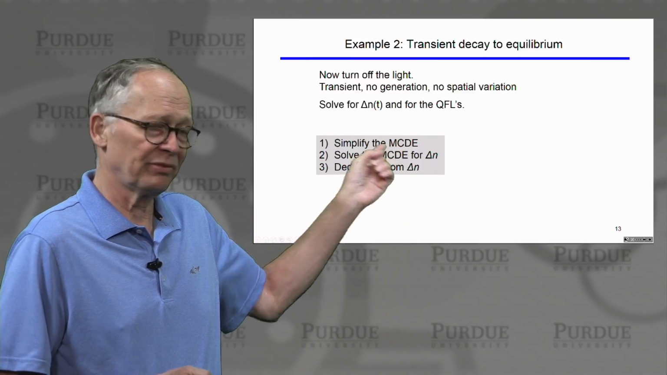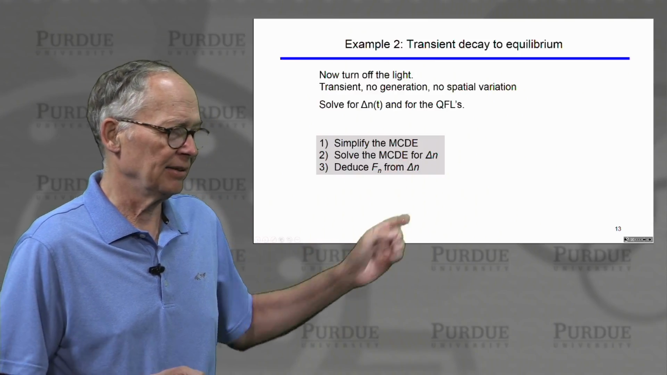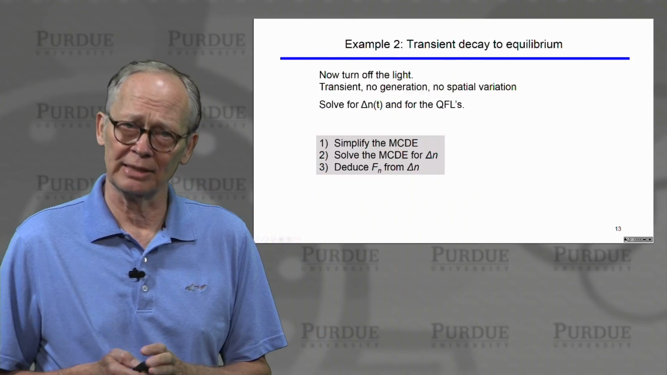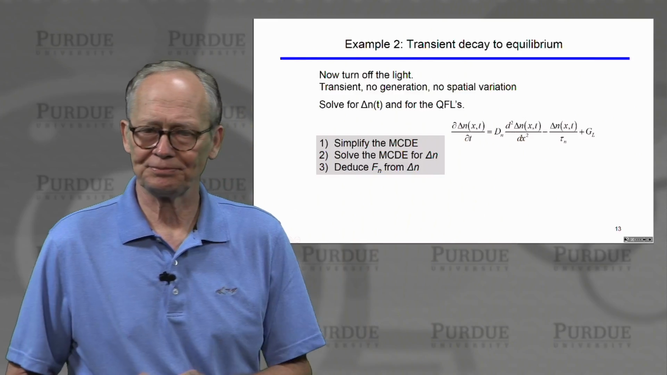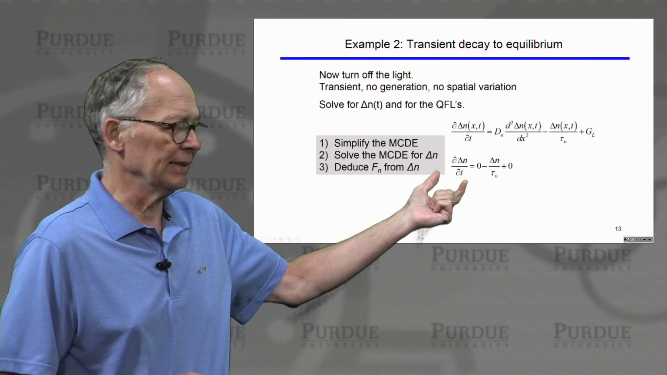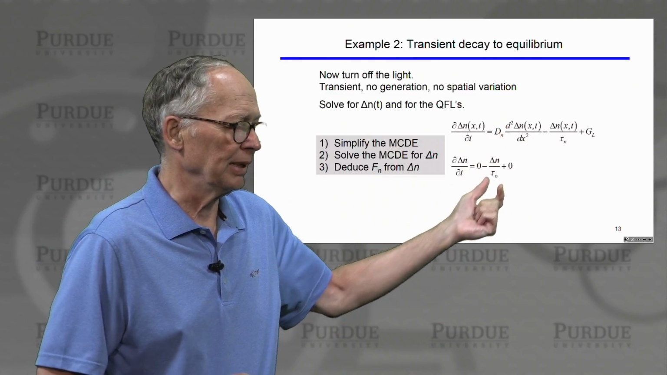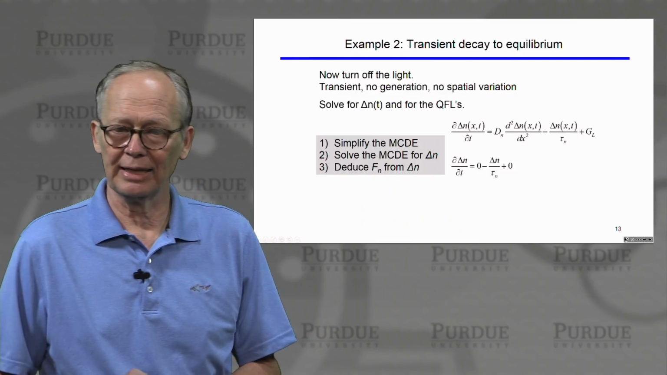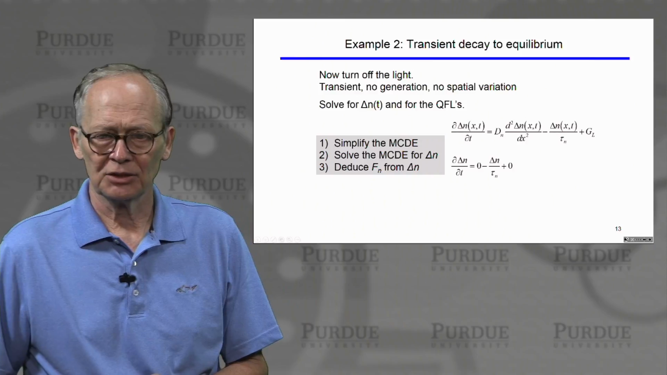Again, we'll simplify the minority carrier diffusion equation for this problem. We'll solve it, and then we can deduce the quasi-Fermi level as a function of time now because we have a transient problem. Here's our minority electron diffusion equation. This is a problem in which there is a time dependence, so we can't throw that out. There is no spatial dependence, so we'll have a 0 there. The minority carriers will recombine, but we have turned the light off, so we have 0 generation. So we have an equation.